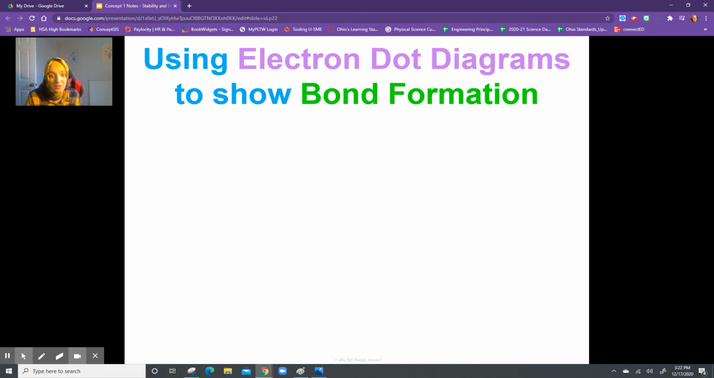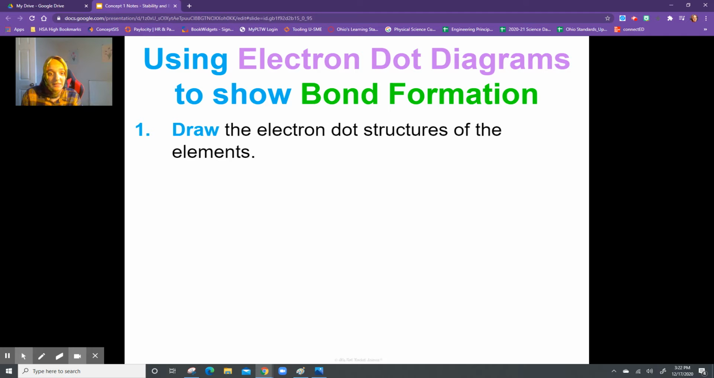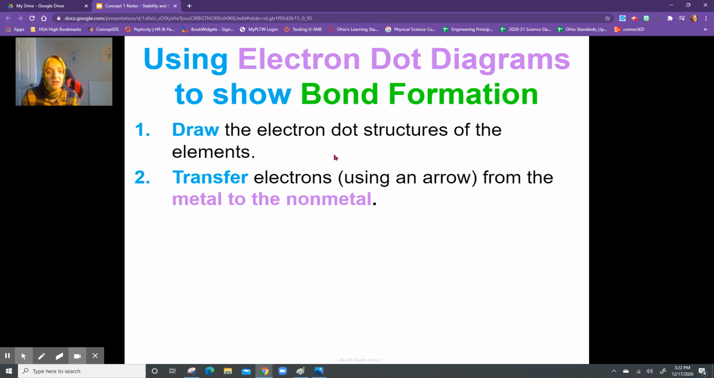So we have a couple steps to show you. The first one is you're going to draw the electron dot structure, the dot diagram, of both elements, okay? And then you are going to transfer the electron using an arrow. You're going to transfer the electron from metal to non-metal. Using the arrow, you're going to show how it's going to transfer and where it's going to transfer, okay?